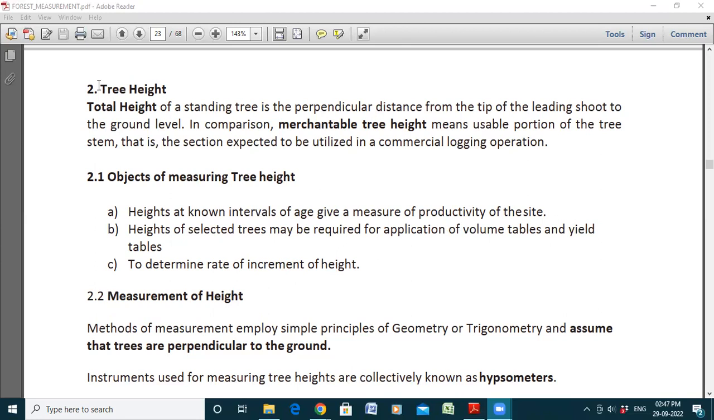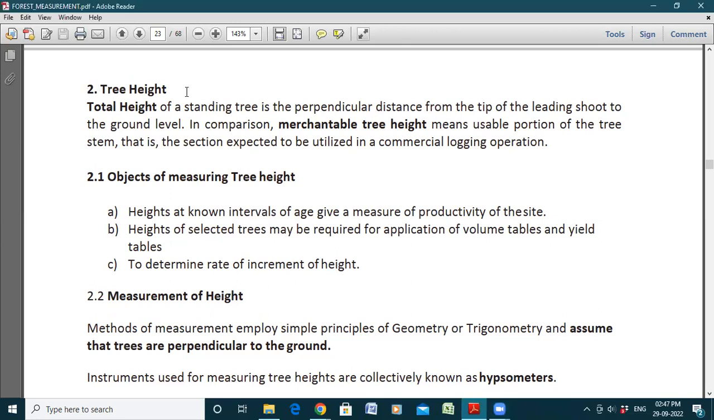So, tree height. You have seen that the total height of a standing tree is the perpendicular distance from the tip of the leading shoot to the ground level. In comparison, merchantable tree height means the usable portion of the tree stem, that is the section expected to be utilized in a commercial logging operation.